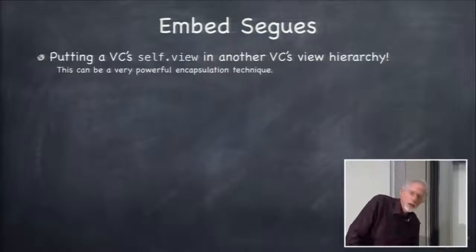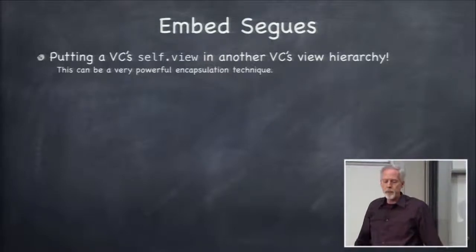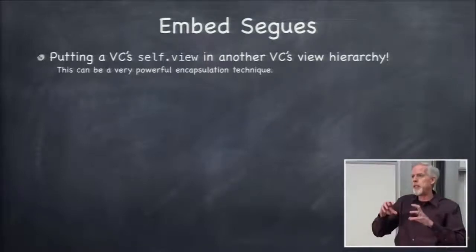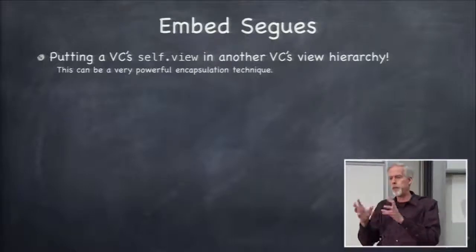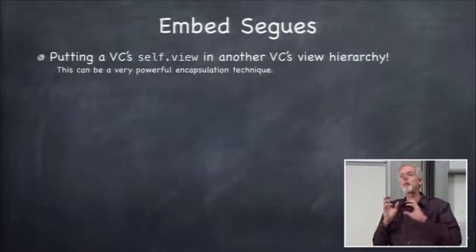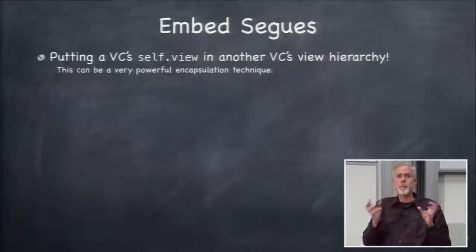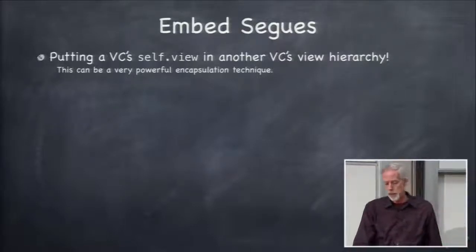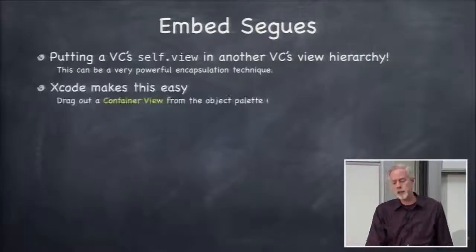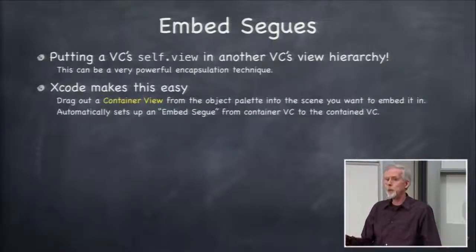Okay, so the last thing is embed segues. So embed segues is just taking the view, self.view, basically, of an MVC and putting it in another MVC's view. Okay, so it's basically embedding one MVC into another. It's a pretty powerful encapsulation technique. The way you do it is really easy.